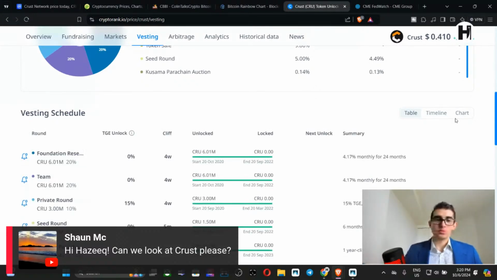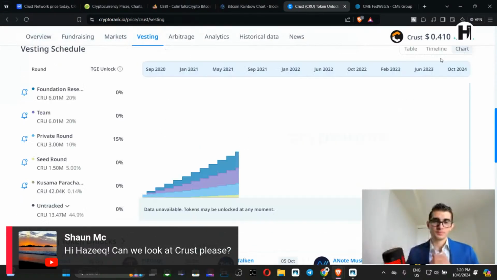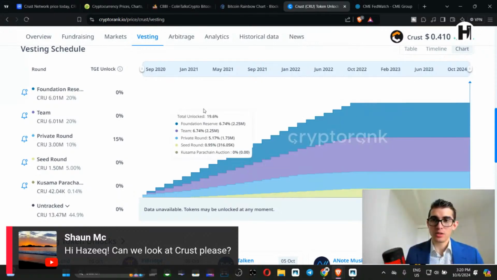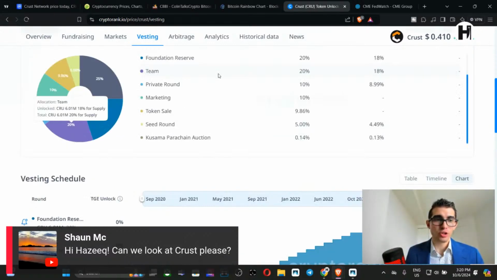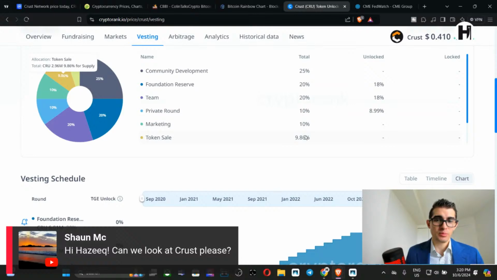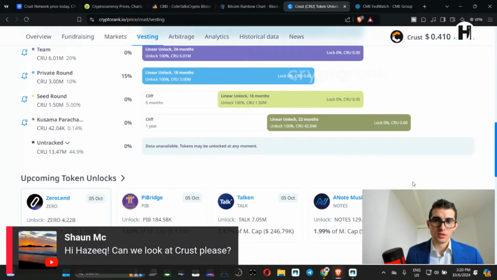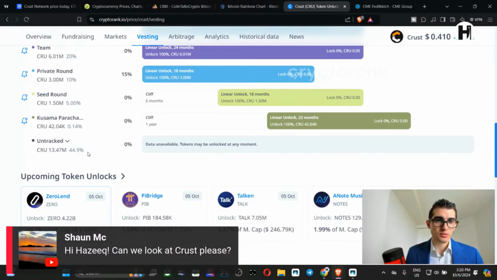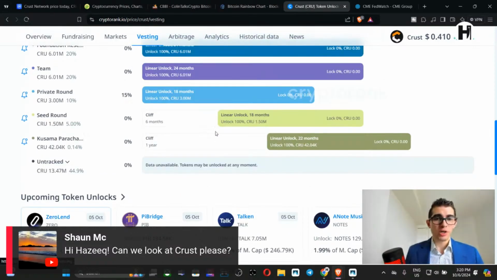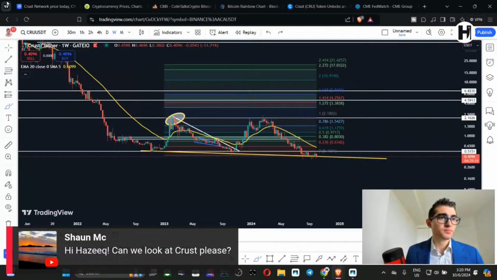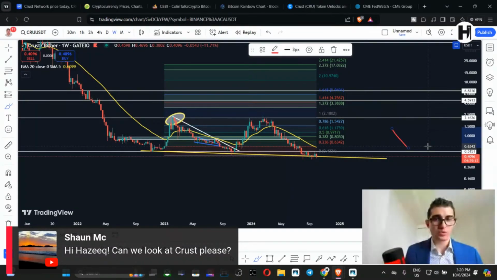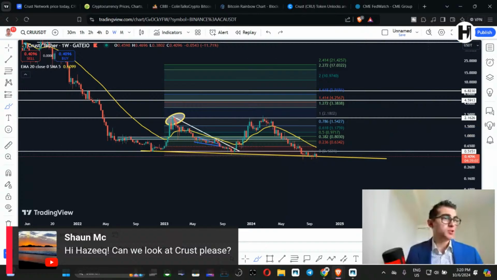Let's do a table. Okay, so all of the tokens have been unlocked essentially. October 2024 was the final unlock, if I'm not mistaken. No? Oh yeah, there we go. So 44% is untracked. Tokens may be unlocked at any moment. Yeah, so if you're looking to get into Crust, now is a good time to be doing that, if you're bullish on the project.